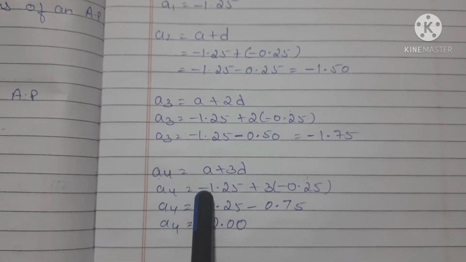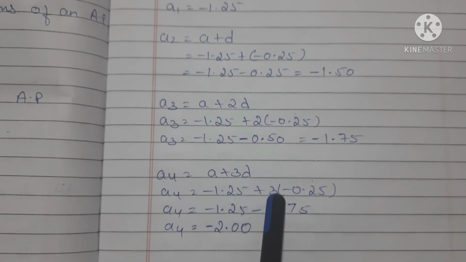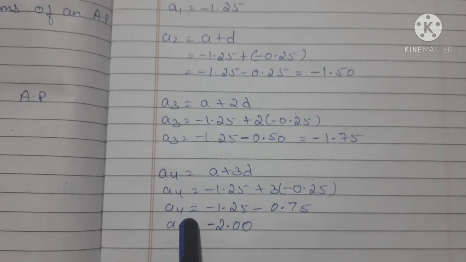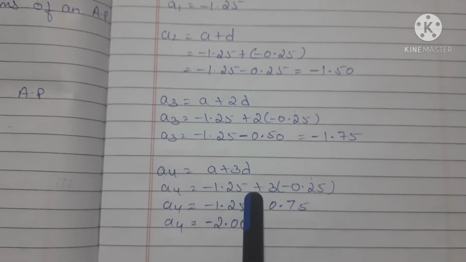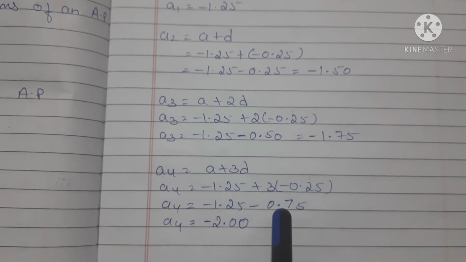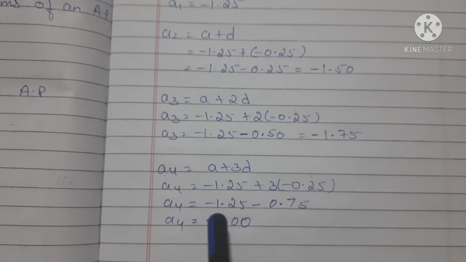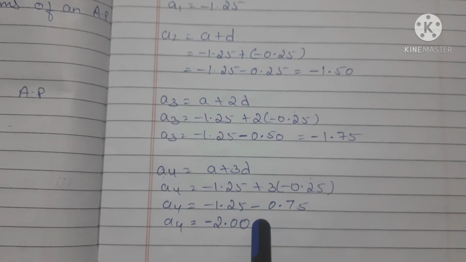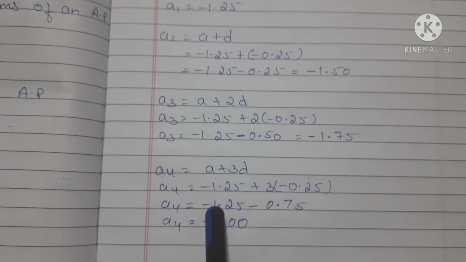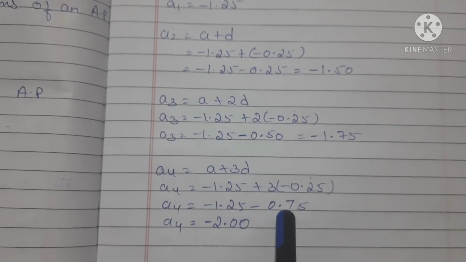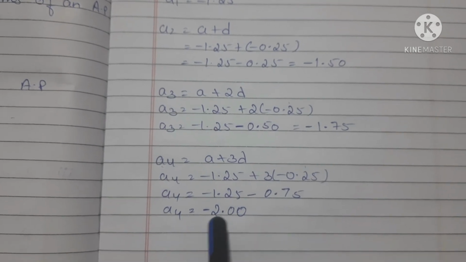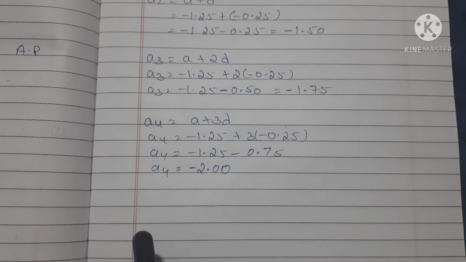Now a4 is equal to a plus 3d. a4 is equal to a value minus 1.25 plus 3 into d value minus 0.25. a4 is equal to minus 1.25, here plus into minus, minus 3 into 0.25 is equal to 0.75. Now here also both the values having minus sign, we should add these two values and we should put minus. Here minus 1.25 plus 0.75 is 2.00. Now a4 value is minus 2.